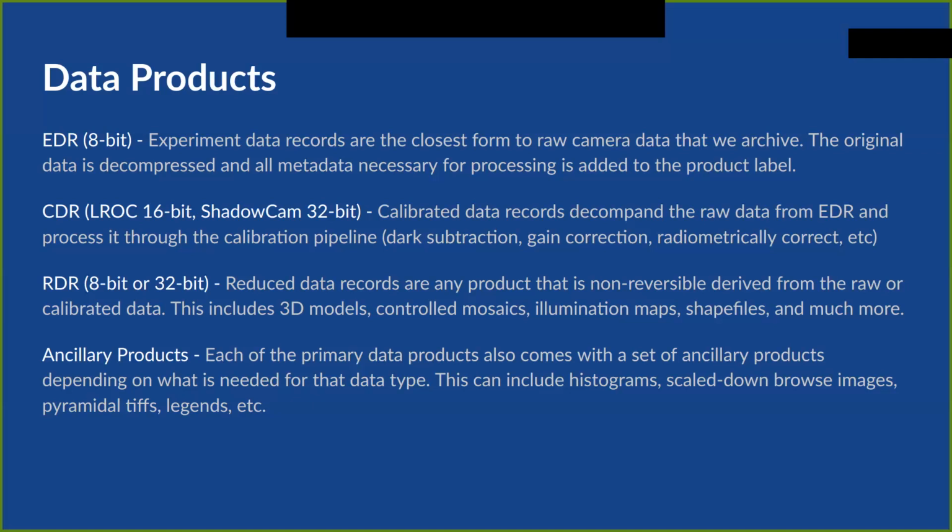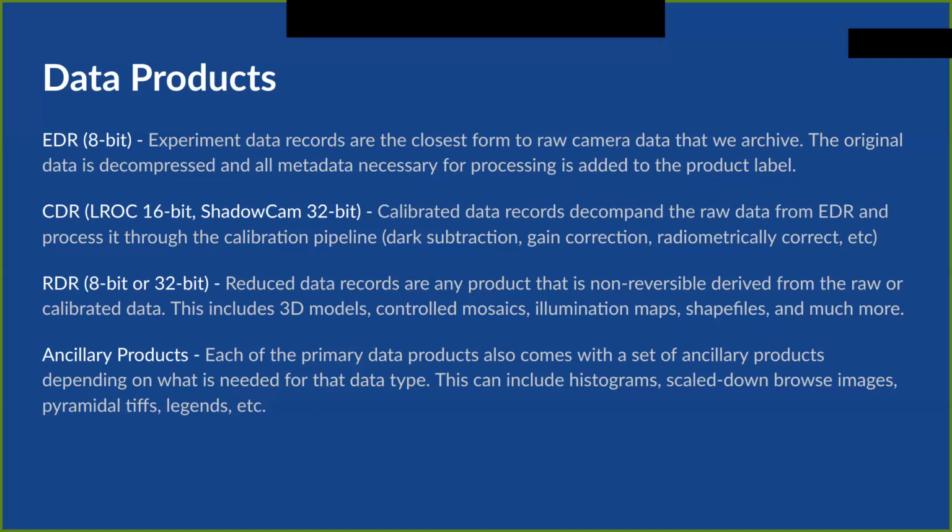And what these calibrated data records do is they decompand the raw data from EDR. If you're not familiar with companding, it's like a linear transfer method. The cameras themselves are 12-bit for both instruments, and they use companding to go into an 8-bit space, but it's kind of an adjustable curve that allows you to focus on the areas where you need the most clarity of image, and then kind of cut out some of the data where you need a little bit less. So we decompand that, and then we put it through our calibration pipeline, which includes dark subtraction, gain correction, and radiometrically correcting the data. And then that gets archived as a CDR product.